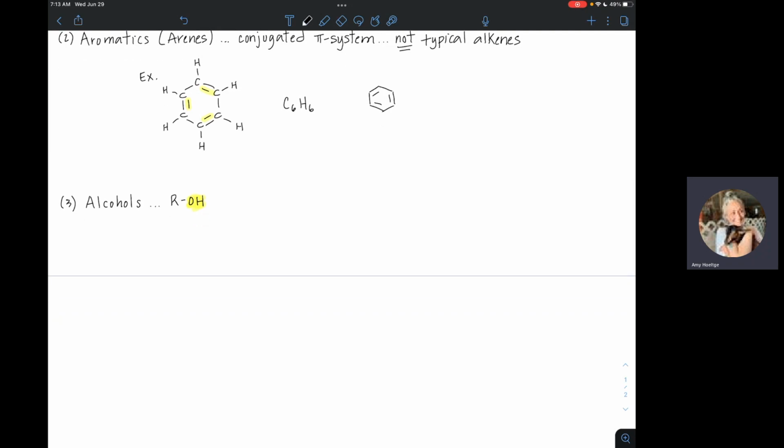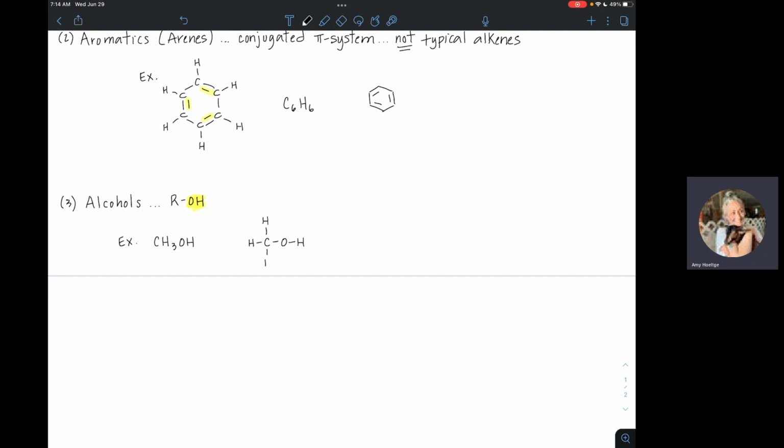That's the OH there. So for example, I can have something like this, keep it small, methanol, right? Or I can draw this out to show you that it's the carbon that's bonded to the oxygen.